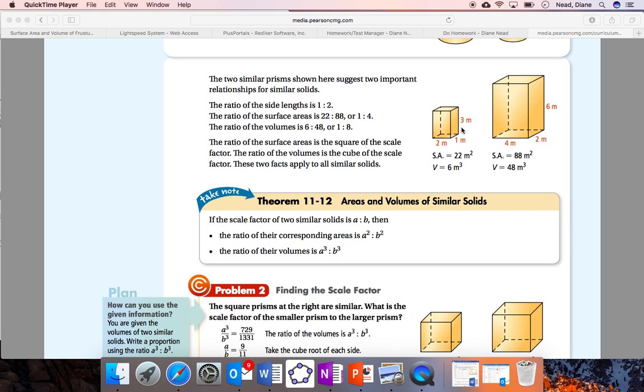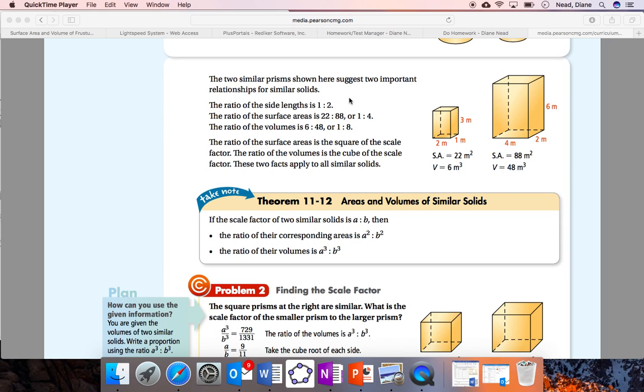The scale factor is 2. 3 times 2 is 6. 1 times 2 is 2. 2 times 2 is 4. If we calculate their surface area, we get 22 to 88, or a 1 to 4 ratio. And if we calculate their volumes, we get 6 to 48, or a 1 to 8 ratio.